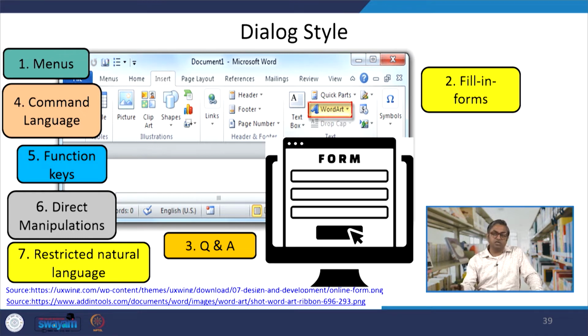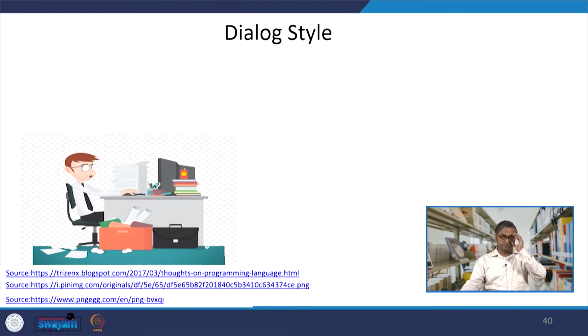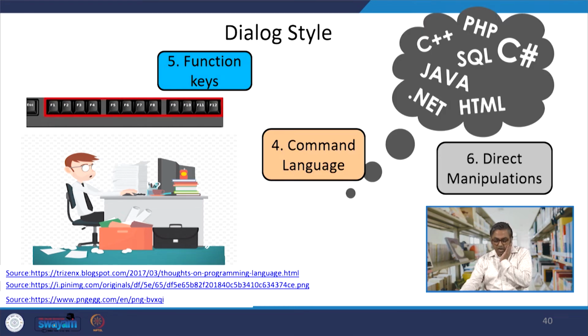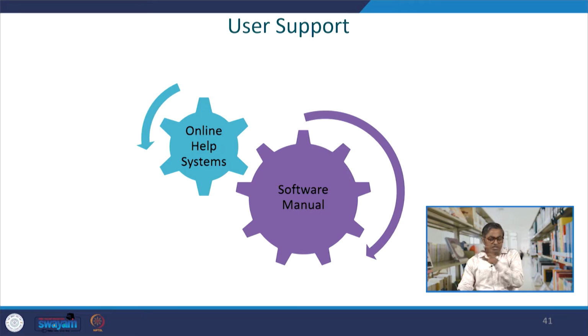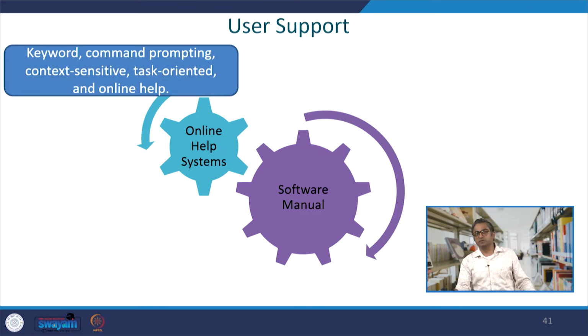Why is this dialogue style required? To have better human computer interaction. All these parameters are going to play a role in effective human computer interaction. Seventh, restricted natural language processing. When we are talking about the dialogue style, we can see that the function key, direct manipulation, command language, restricted language, all these things are playing a major role in the human computer interaction.